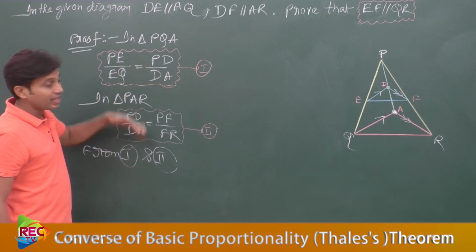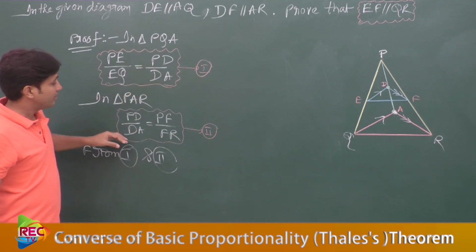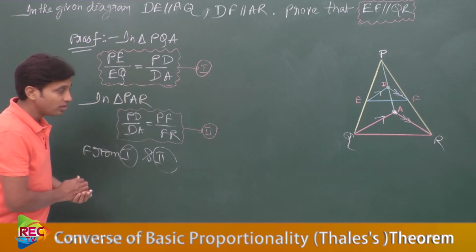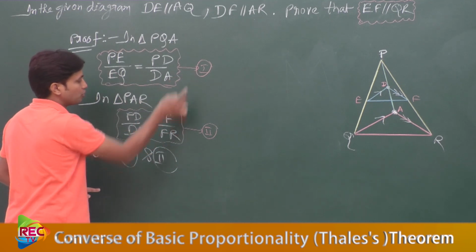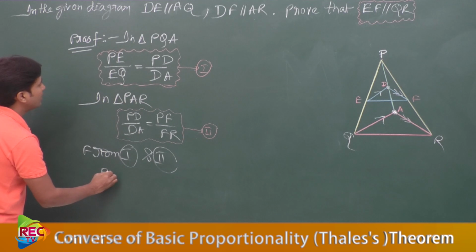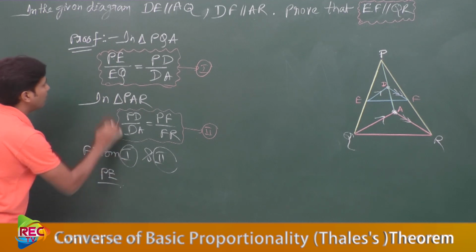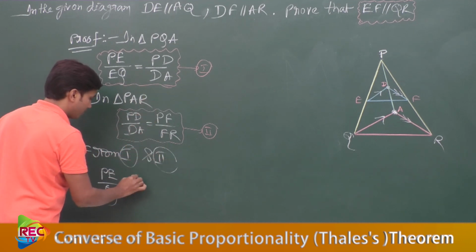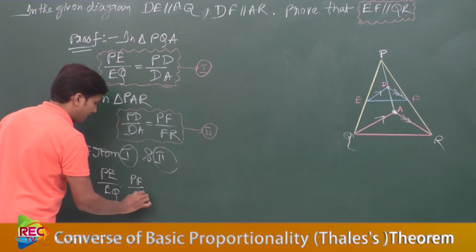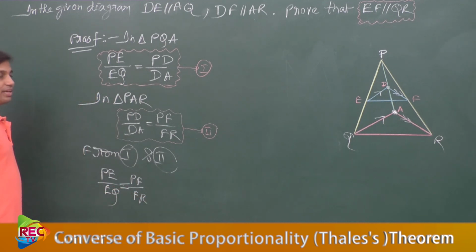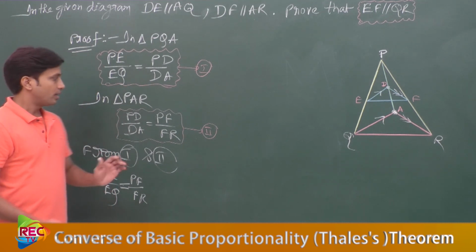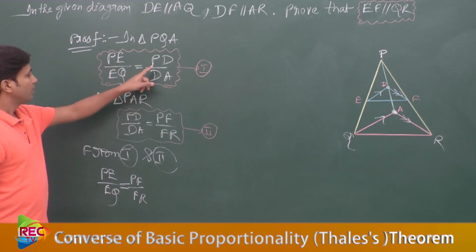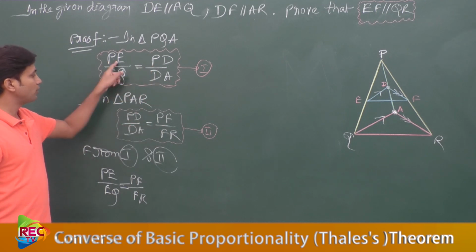So that means in these two conditions, when you consider combinedly, then this PD by DA is commonly equal to two different factors. So therefore, these two are also equal from these two conditions. So write it down. PE by EQ equal to PF by FR. Okay, PF by FR. Right? On combining these two conditions, we got this. Because this is a common factor which is equal to them, therefore, these two are also equal.